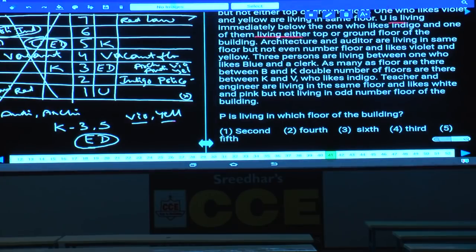U is living immediately below the one who likes indigo, and one of them is either top or ground. Architecture and auditor we have taken. 3 persons between the one who likes blue and a clerk.